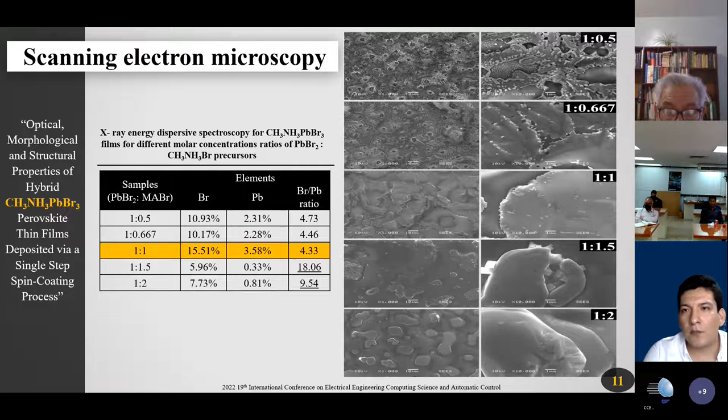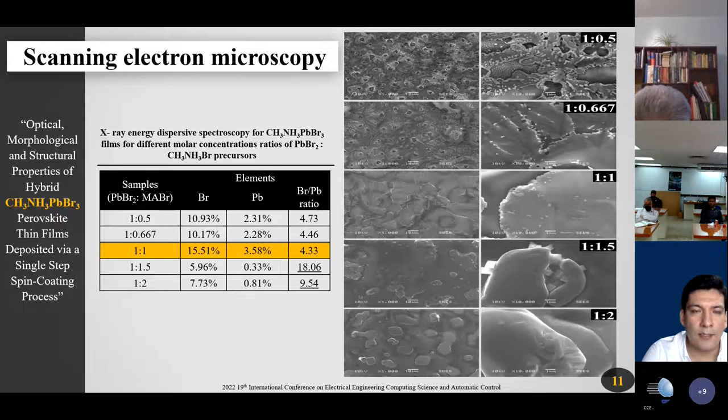SEM images also corroborate a roughness increase for the 1:0.667 and 1:0.5 ratios. On the other hand, for the 1:1.5 and 1:2 ratios, the samples show large clusters separated by large empty regions.